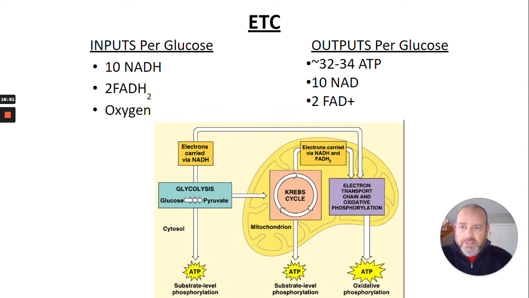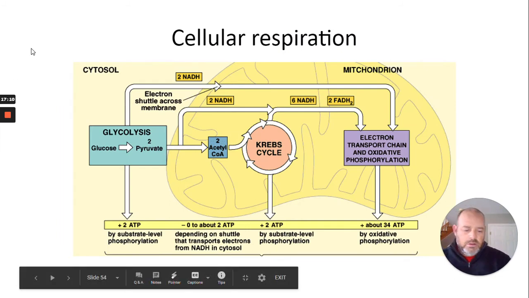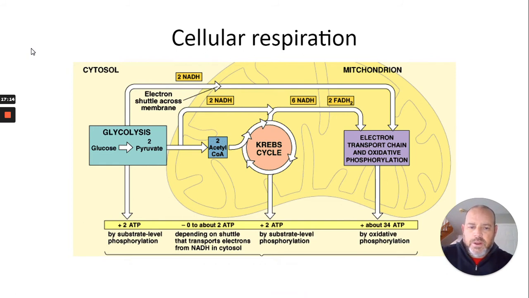So a little ETC summary. Inputs: 10 NADH, 2 FADH, and some oxygen. Outputs, per glucose: 32 to 34 ATP, 10 NAD+, which will then be recycled, and 2 FAD+, which will then be recycled. Okay. So here's your picture again, your overall cellular respiration map, and you can follow the electrons and all the processes through there.